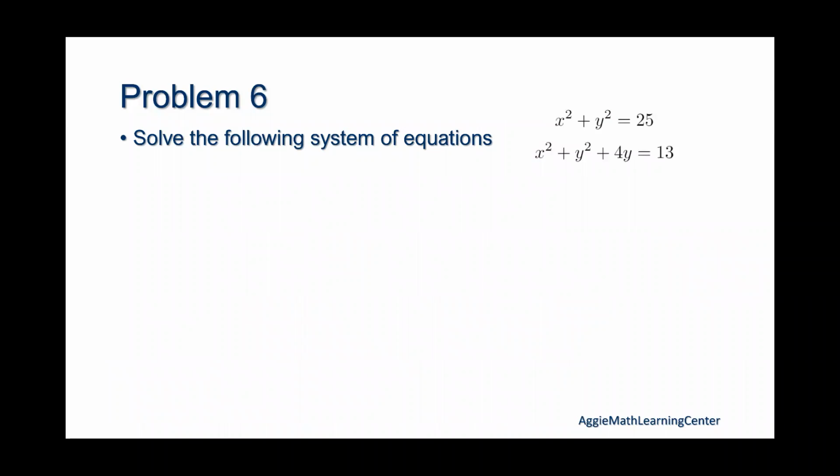So now we have another one. In this case, it's actually set up a little bit more conveniently than the last one because we have this term right here, which is the same as this term. So we have x squared plus y squared equals 25. So we can just directly plug that in for this other x squared plus y squared.